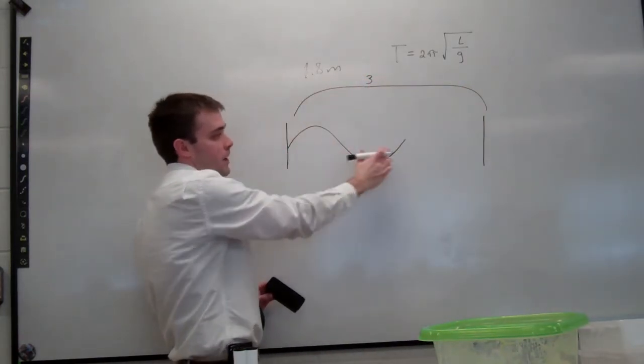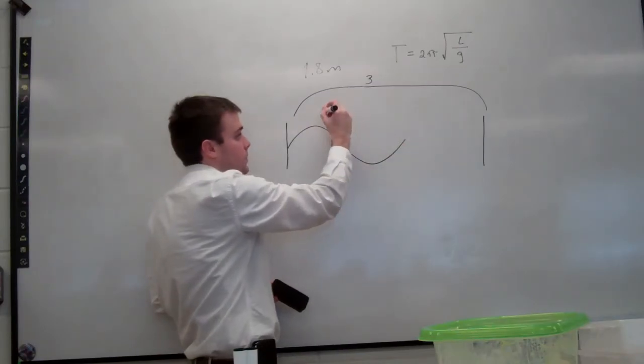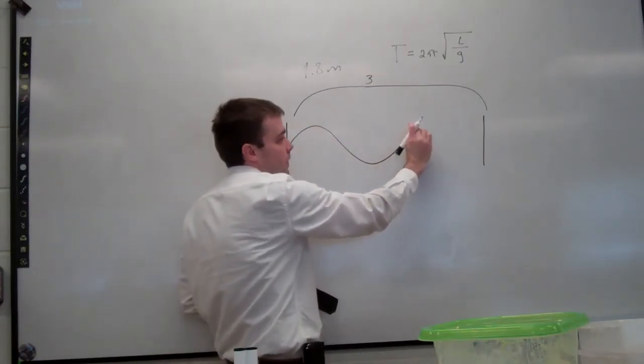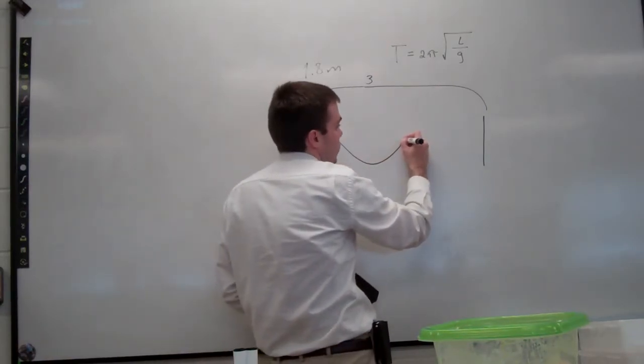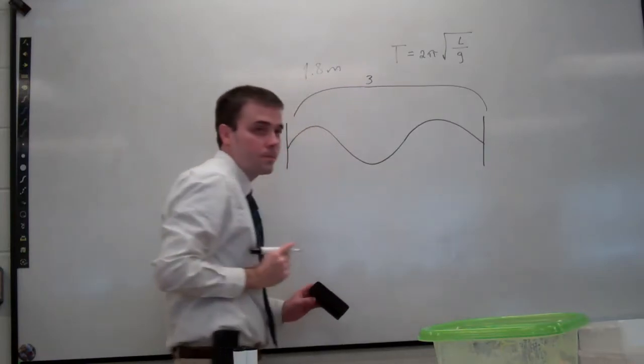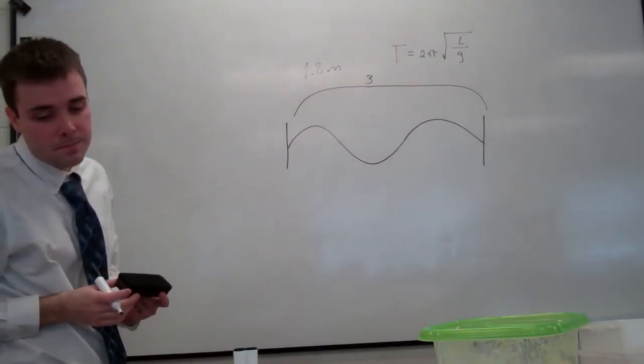So if it's 2/3 of 3, how long is that? 2. So how many more wavelengths will we get in there? One wavelength is 2. Half. So the total thing is going to look like that. Does that make sense to everybody?